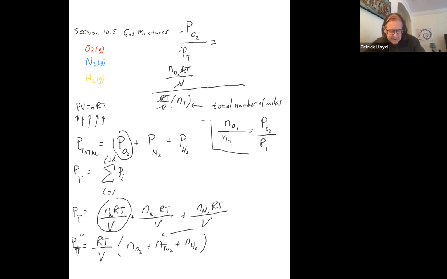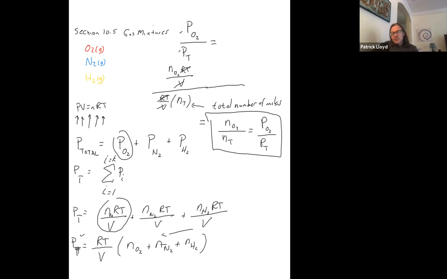Now this is a nice little relationship here, okay? What this says is the pressure of one gas relative to the total pressure. So let's say, 20%, right? 20% is due to oxygen or 40% is due to oxygen. That's a percentage.